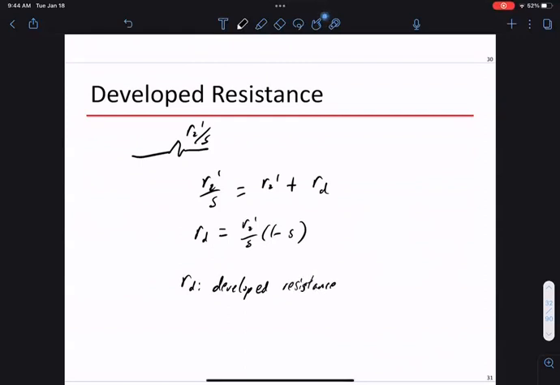Okay, so the way it's called developed resistance is you can think of R2 prime is always there. Right? R2 prime is physically in the circuit. That does not change. Then because you have a slip, some resistance gets added to the circuit. You have a slip, you have a torque that adds resistance to the circuit. And the part that's added is RD. Right? Just R2 prime over S times 1 minus S. So that's conceptually a way to think about what the generator is doing.